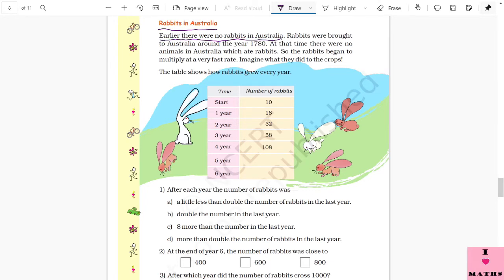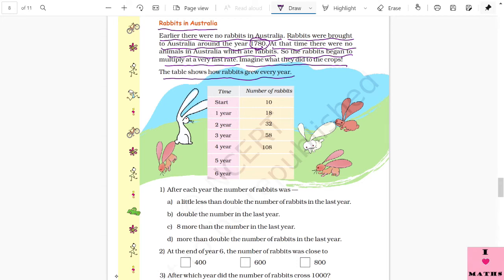Earlier, there were no rabbits in Australia. Rabbits were brought to Australia around the year 1780. At that time, there were no animals in Australia which ate rabbits. So, the rabbits began to multiply at a very fast rate. Imagine what they did to the crops. The table shows how rabbits grew every year.